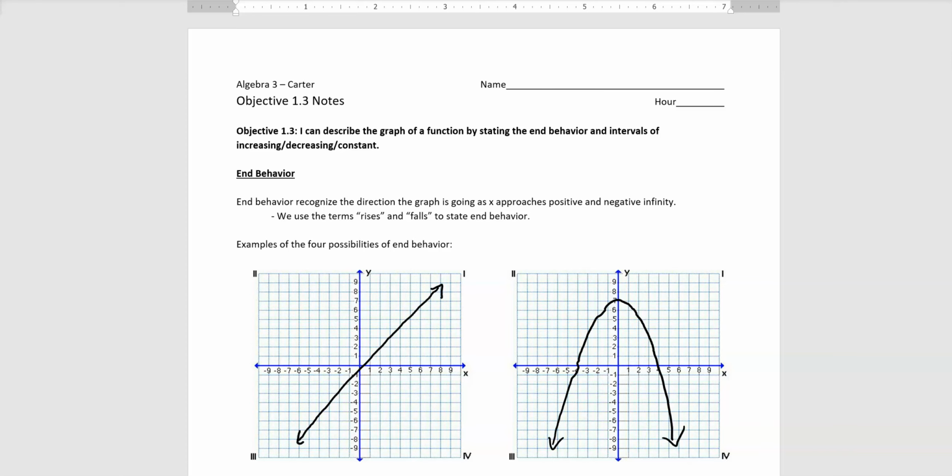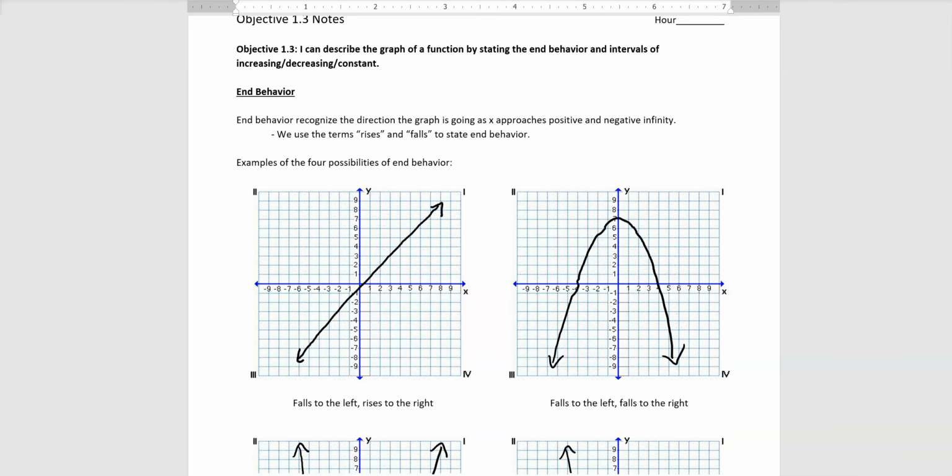Now, Objective 1.3 states, I can describe the graph of a function by stating the end behavior and the intervals of increasing, decreasing, and constant. So, whereas last section, 1.2, we were looking at maybe how the equation and the graph related, this time we're just really looking at the graph itself. So let's get started by talking about end behavior.